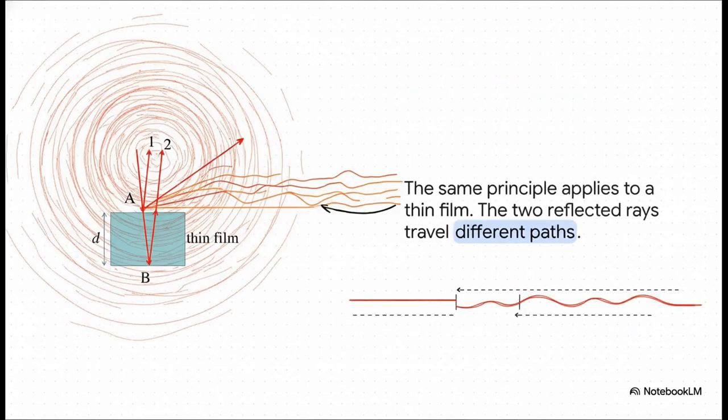And this idea isn't just for some lab experiment with slits. It applies right here to a thin film of, say, oil on water. Ray 1 bounces off the top surface. Ray 2 actually travels into the film, bounces off the bottom, and then comes back out. You can clearly see that Ray 2 traveled a longer path. So, once again, we have a path difference.